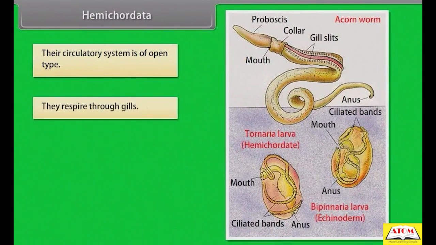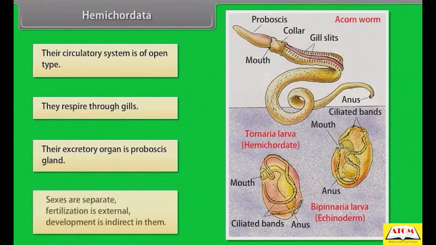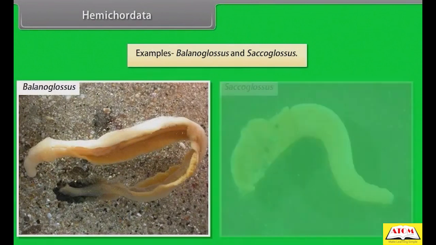They respire through gills. Their excretory organ is the proboscis gland. Sexes are separate. Fertilization is external. Development is indirect in them. Examples: Balanoglossus and Saccoglossus.